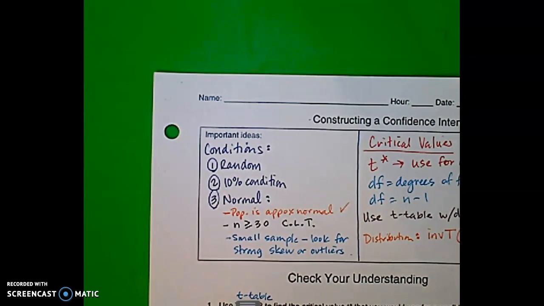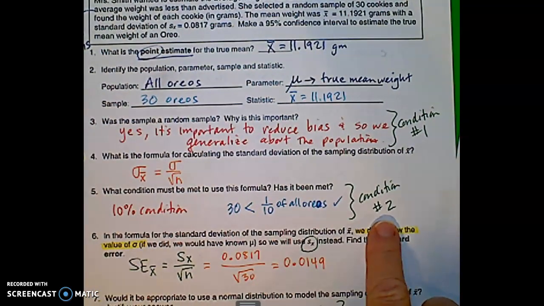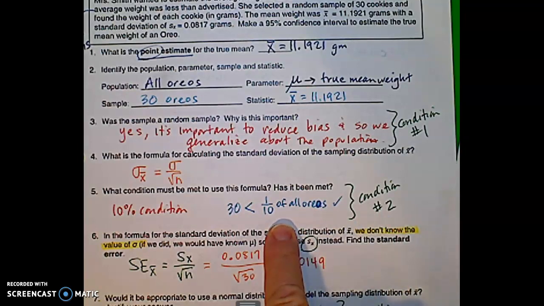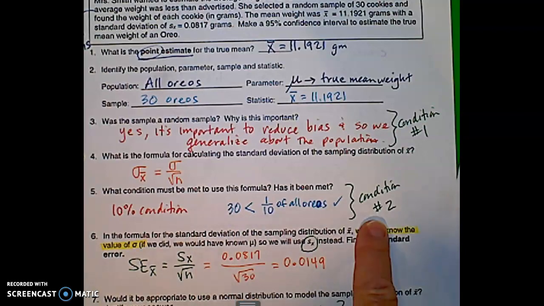Condition 2 is the 10% condition. We also talked about that on the prior page on section 5. In this case, we have 30 Oreos, so that satisfies the central limit theorem, and 30 Oreos is certainly less than 10% of all Oreos, so that is condition number 2.